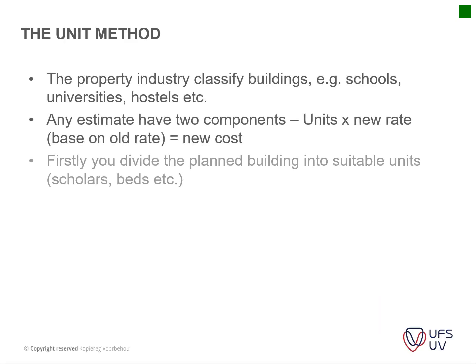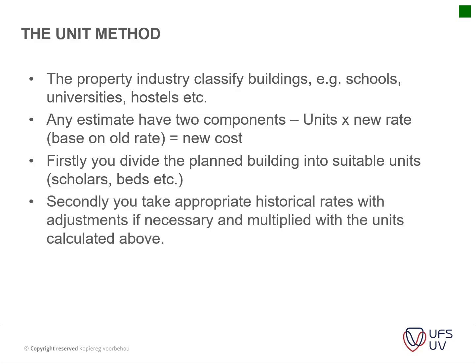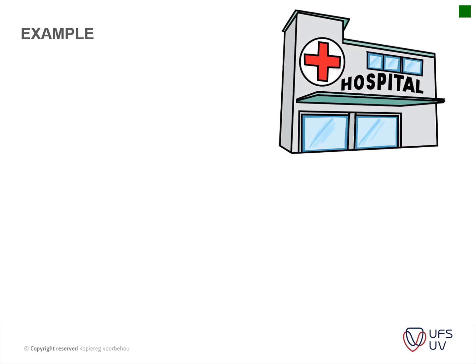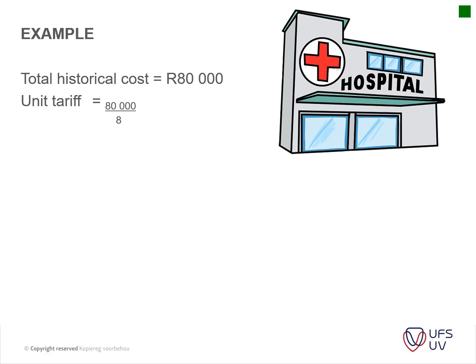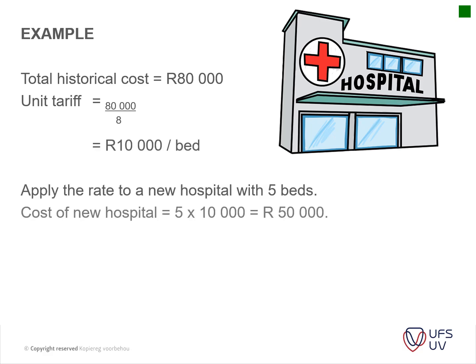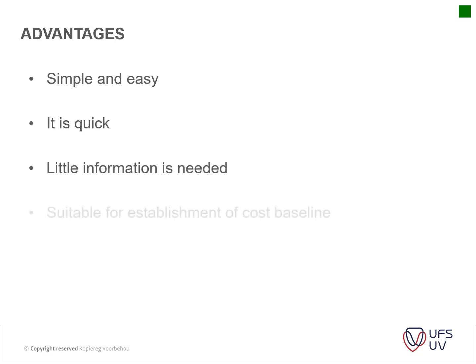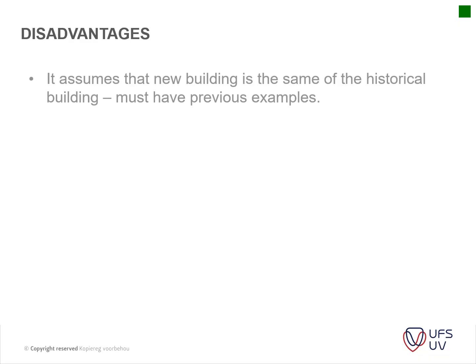Okay, so the unit method, I'm just going to run through this, is basically where you have a certain amount of units, and your historical data you use to calculate a unit rate. The example that I've used in the slides was just a hospital where you've got a historical cost of 80,000, and you had 8 beds in this unit. You just get your rate per bed and you apply that to your new building. Okay, then you can go through your advantages by yourself. It's all theory. Disadvantages, same thing.